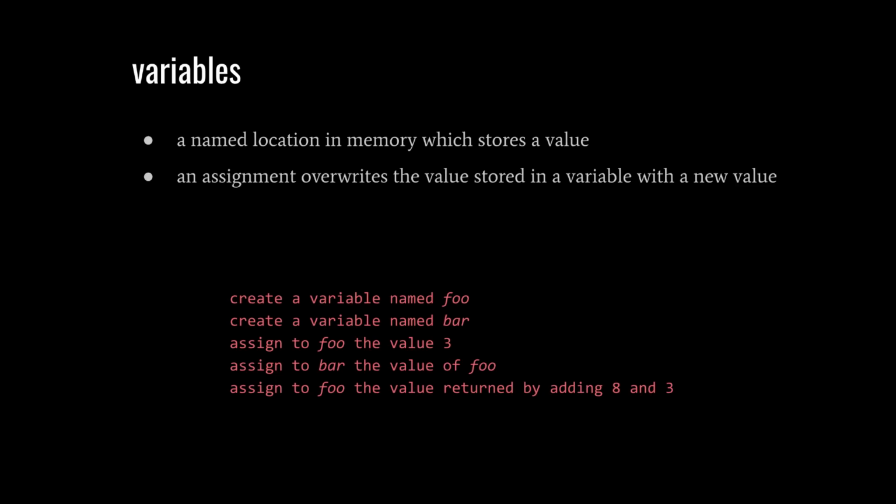And we can also assign to variables the result of operations. Operations return values, and those values can then be assigned into variables. So say we can assign to foo the value returned by adding 8 and 3. So then the value 11 would be copied and stored in the variable foo.